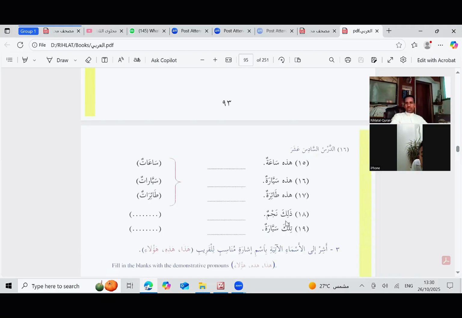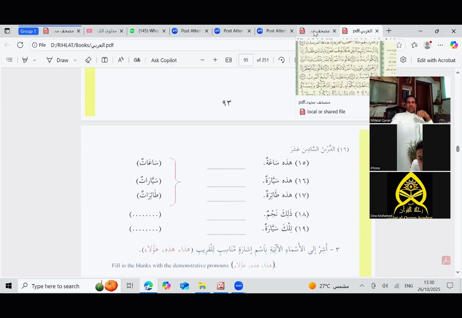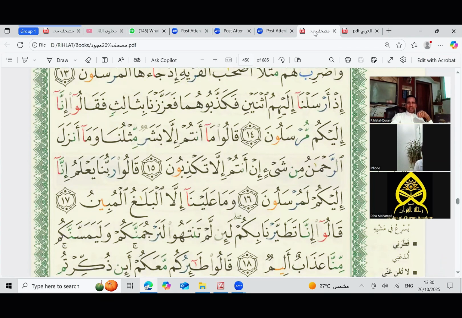Yeah. Move to تلك سيارة if something is far. How could you make it plural? تلك سيارات. Yes, we will say تلك سيارات. Why? Because تلك we use it for singular and for plural in case of objects, right? So we say تلك سيارات. هذه طائرة. How could you make it plural? هذه طائرات. Excellent.